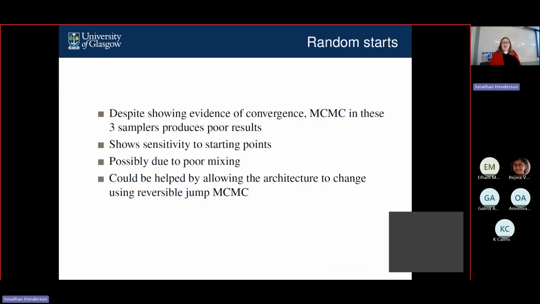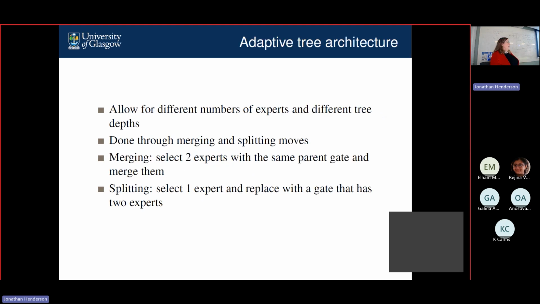So finally we get on to the architecture changing. This is going to come from reversible jump Markov chain Monte Carlo. The idea is we can have a different number of experts, different tree depths, different structures. And so we could start with essentially a simple 2-expert, 1-gate structure and then allow it to grow. Or we could start out with a very complex structure and try and prune it back, or we can just let it do what it wants to do.